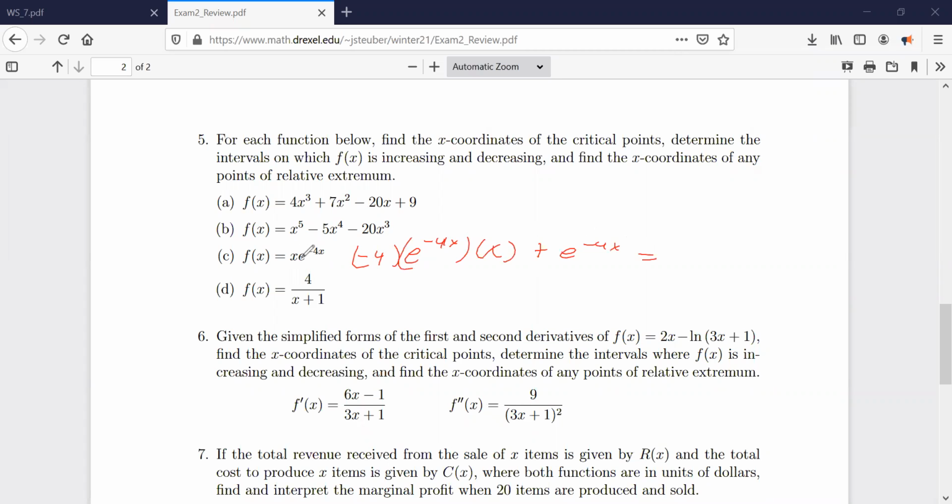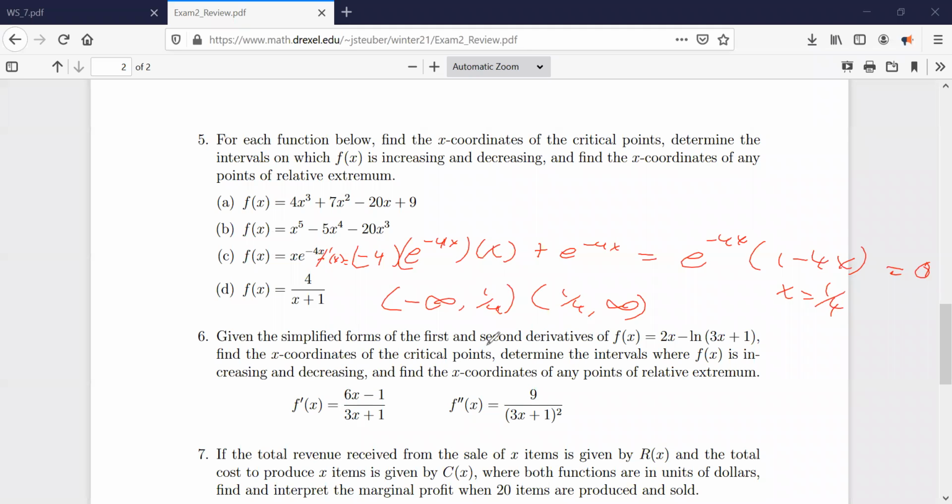So this is f prime of x. If I factor this, I can get e to the -4x out, and I get 1 minus 4x. I set this equal to 0. I get x is equal to 1/4. So that is my only potential critical point. And now, this is defined for all x, so I would just plug in from -infinity to 1/4, and from 1/4 to infinity.